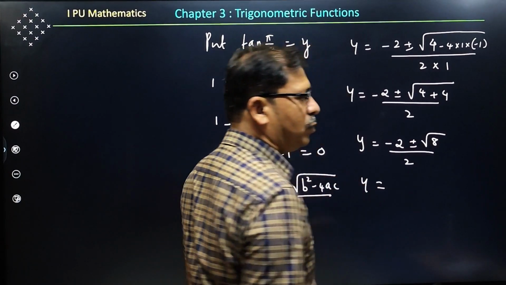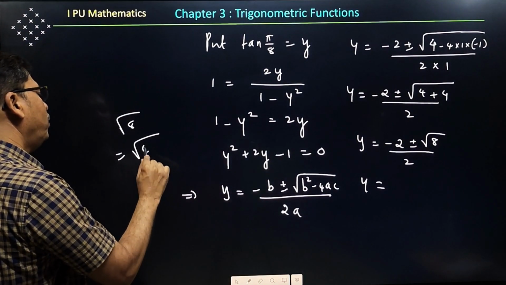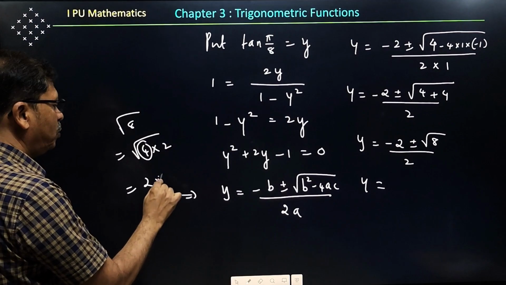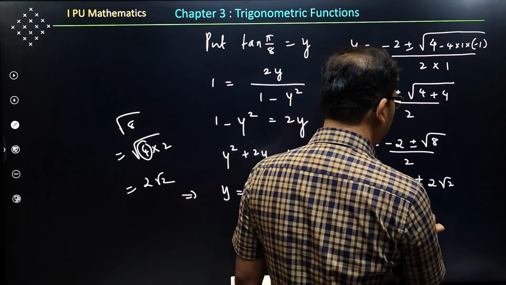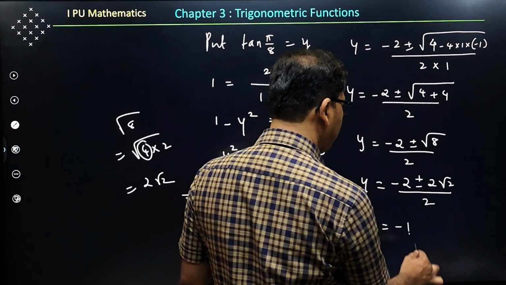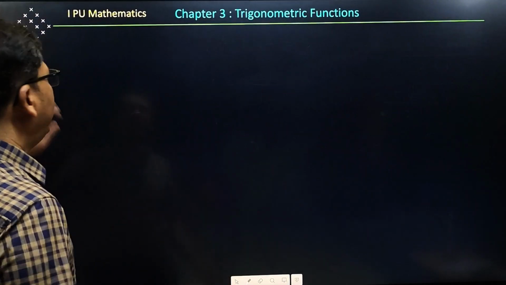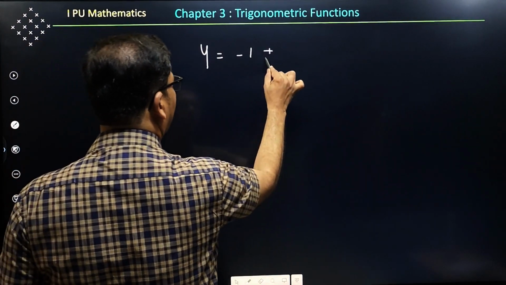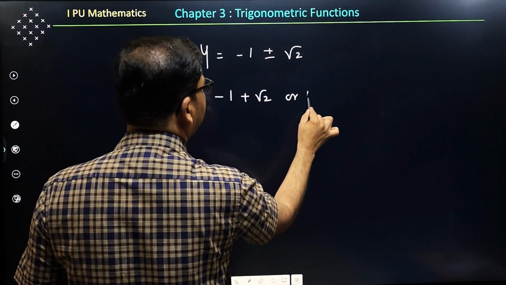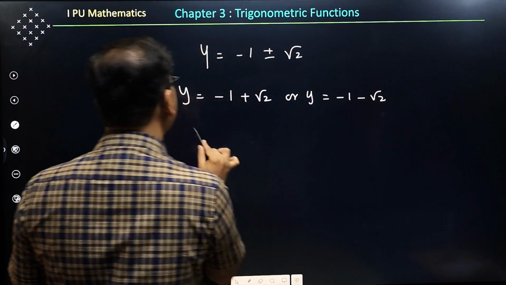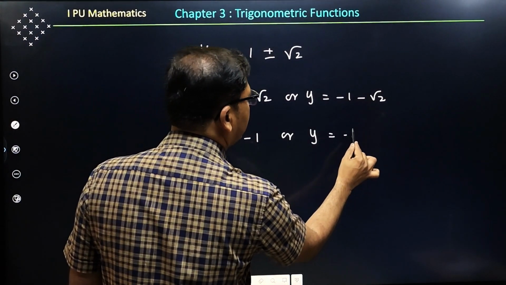So what can you write? 8 can be written as 4 into 2. Root 4 value is 2. So 2 root 2 we are getting now. So minus 2 plus or minus 2 root 2 divided by 2. Divided by 2, you are getting y equal to minus 1 plus or minus root 2. 2 eliminates entirely here. So you have two options. It means y is equal to minus 1 plus root 2, or y is equal to minus 1 minus root 2. See, y is equal to root 2 minus 1, or y is equal to minus 1 minus root 2.